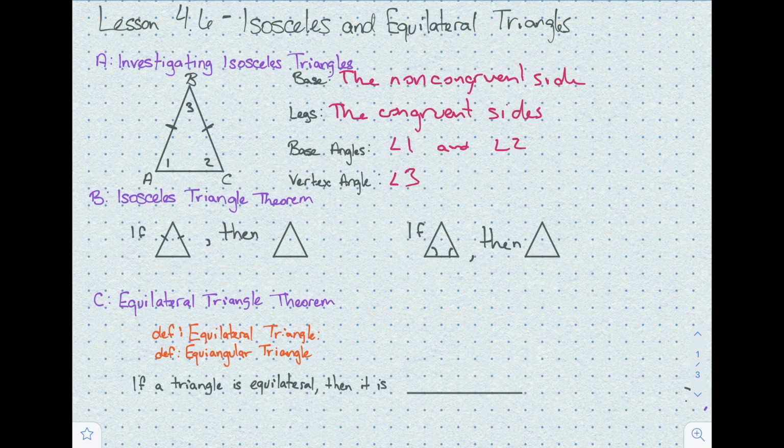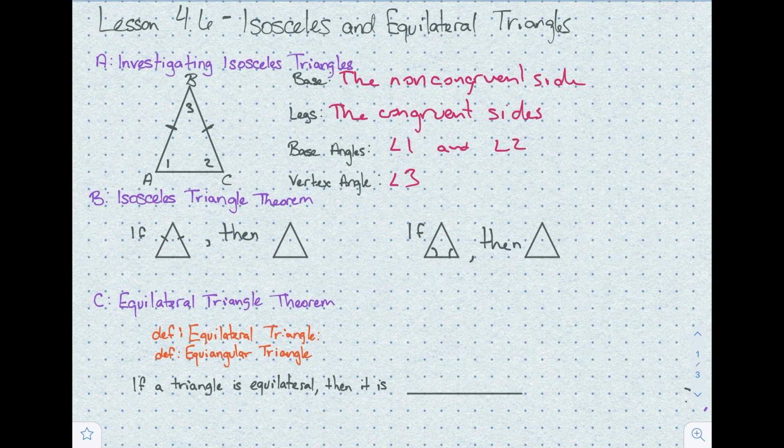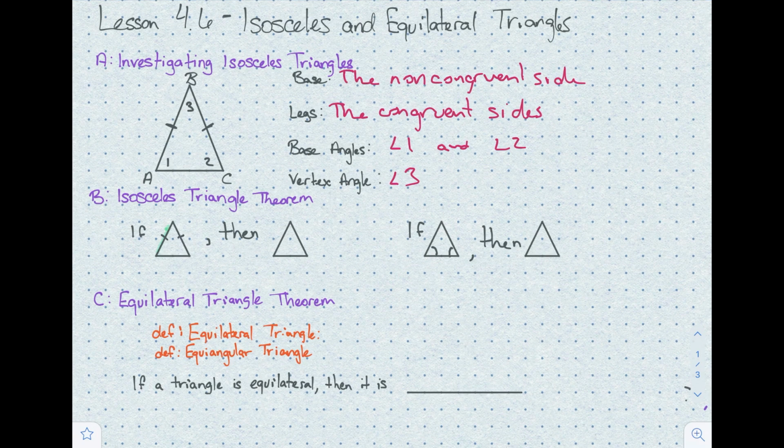So now let's talk about the isosceles triangle theorem. The isosceles triangle theorem says if two sides of a triangle are congruent, then the two angles opposite those sides are congruent. So I have it here in pictures. If two sides of a triangle are congruent, then the angles opposite those two sides are also congruent.